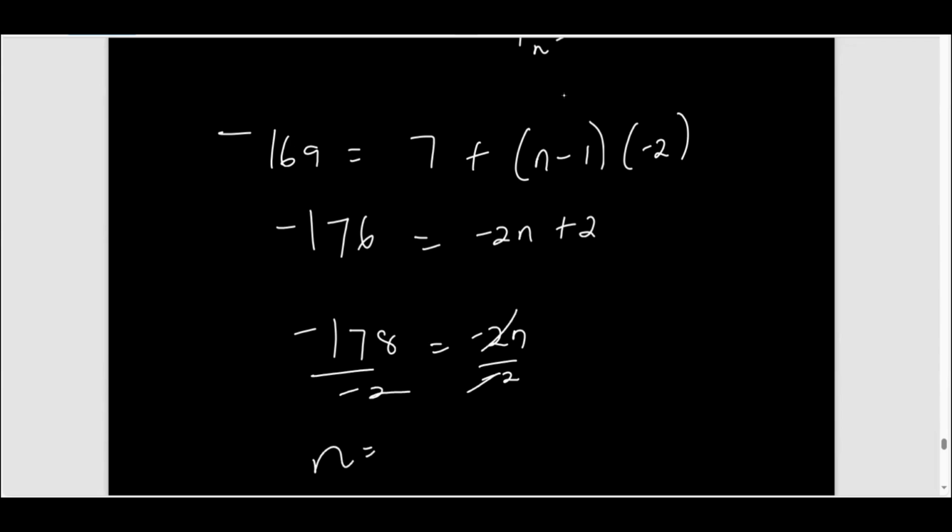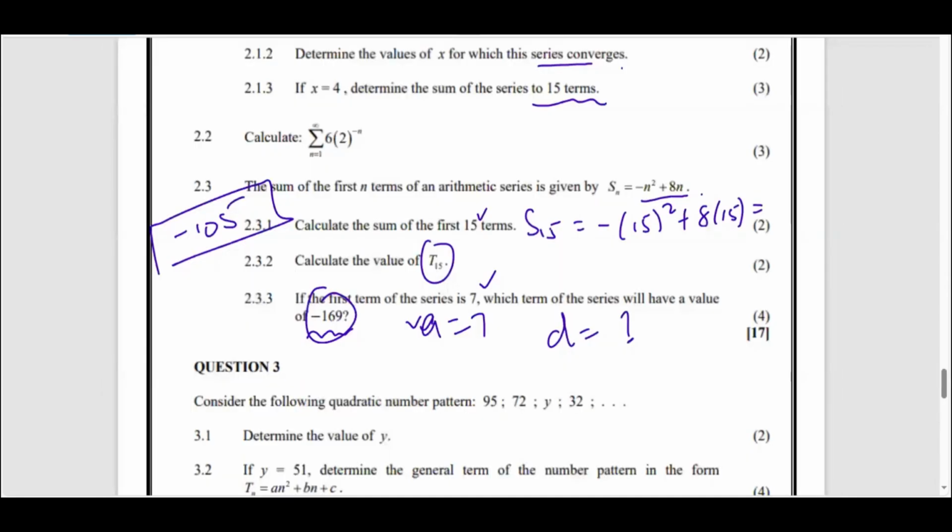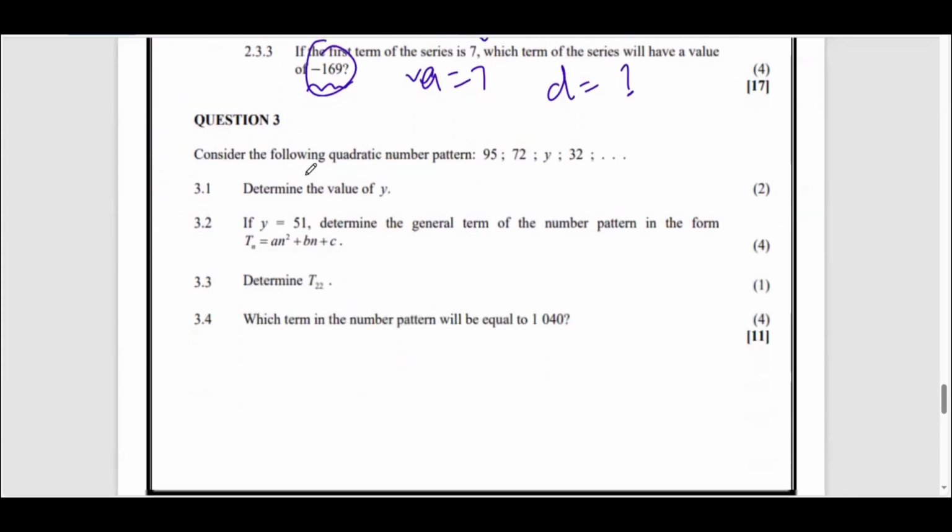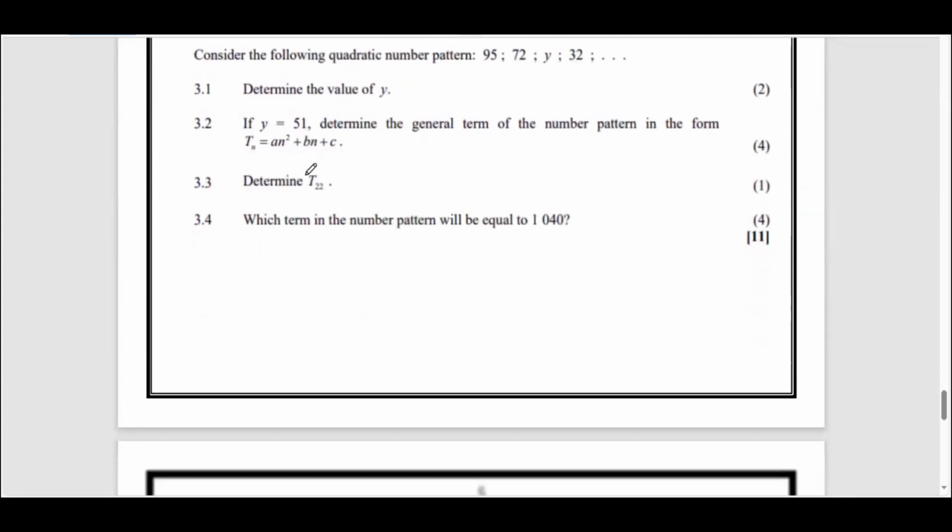And then now n becomes positive 178 divided by 2. That gives me 89, okay? So the 89th term will have that value. All right, so that is question number 2. Question number 3.